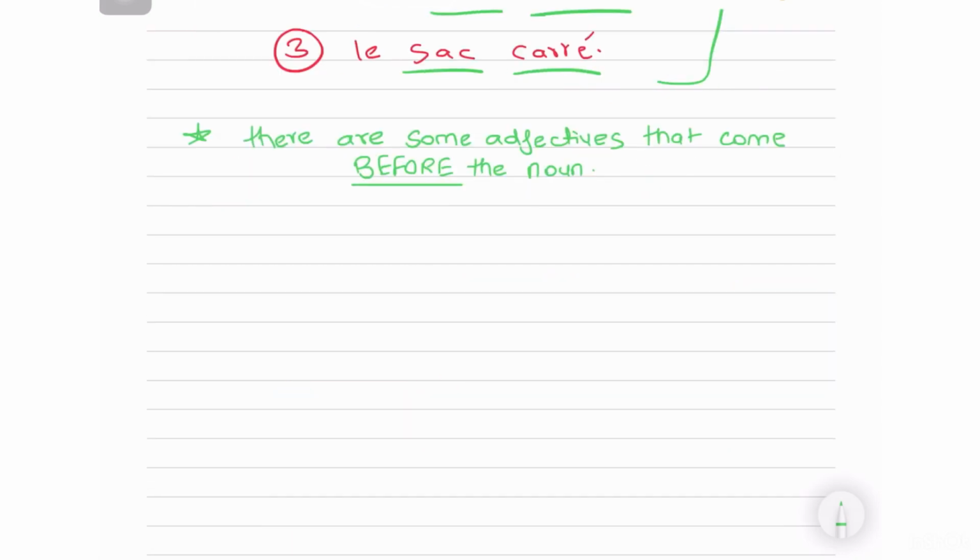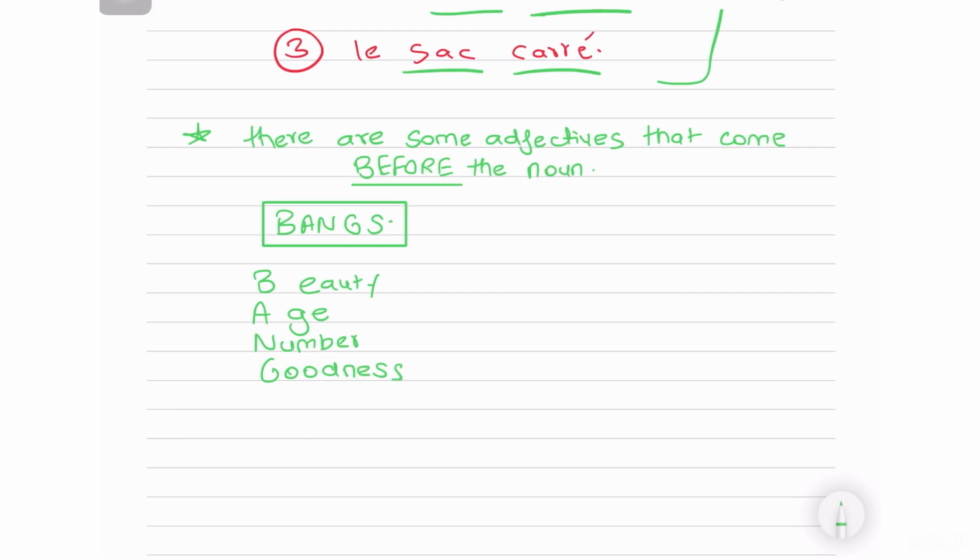Now which are those adjectives? There's a bunch of them. How do we remember them? There's this thing called BANGS. Now this doesn't have anything to do with the haircut. BANGS is an acronym, that is, each letter stands for something. B is for beauty, A is for age, N is for number, G is for goodness, and finally S is for size. So if we have any adjective that describes the beauty, age, number, goodness, or even the size of the noun, it goes before the noun.